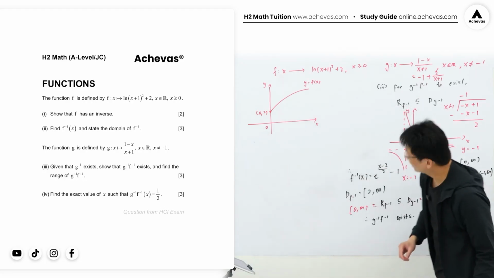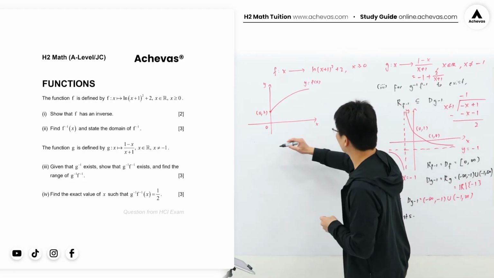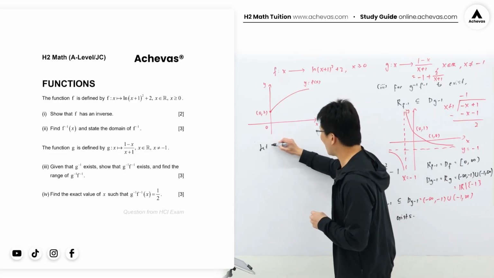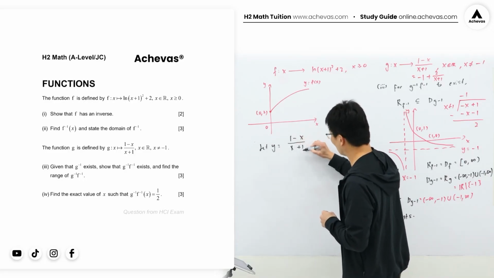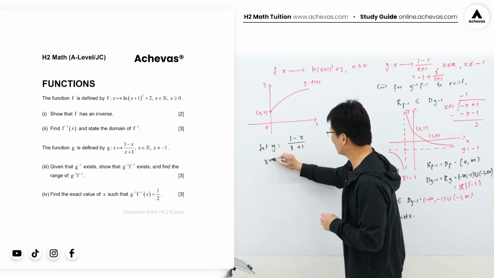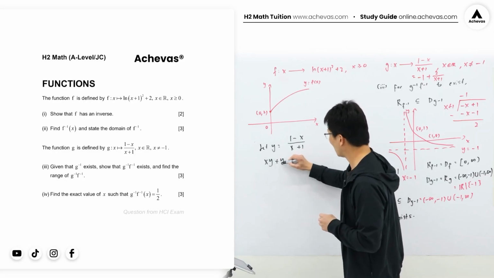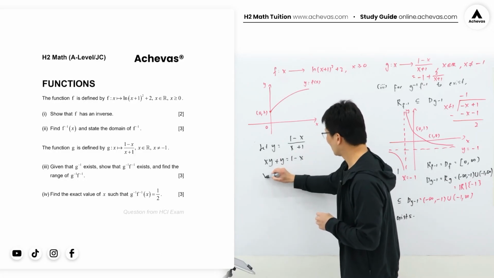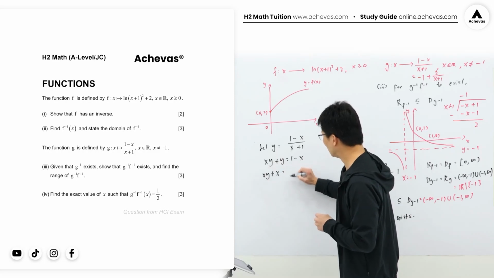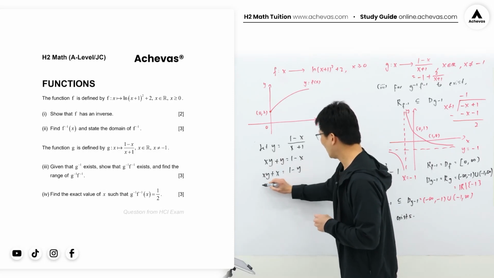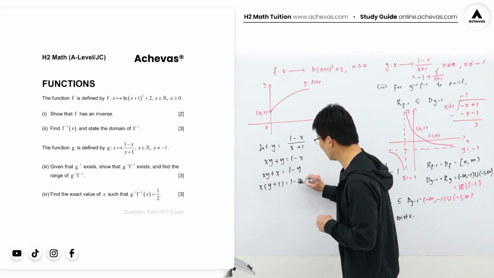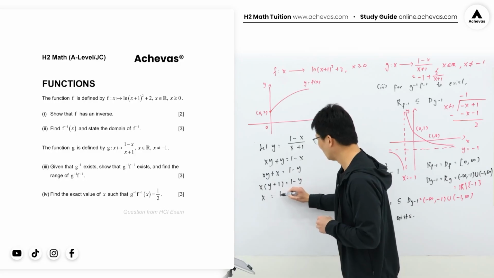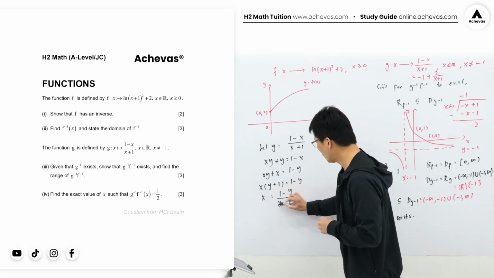Okay, I'm going to write it here. So for my G inverse, I'm going to let y be equal to (1 minus x) over (x plus 1). I'm going to cross multiply. I'll get xy plus y equal to 1 minus x. xy plus x is equal to 1 minus y, and our x will be equal to, bracket, y plus 1 equal to 1 minus y, and making x the subject, I end up with (1 minus y) over (y plus 1).